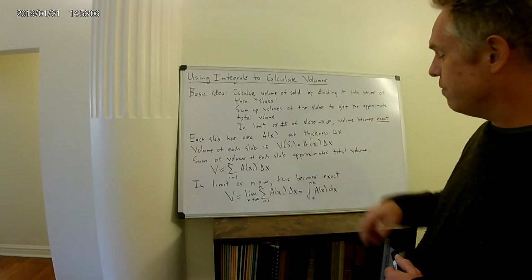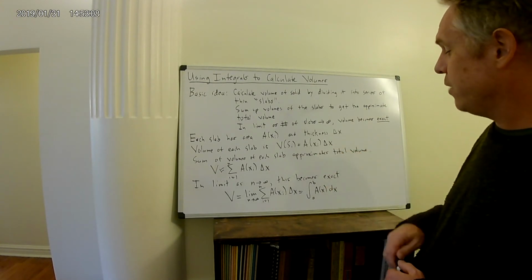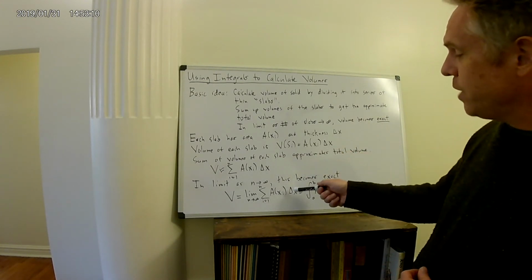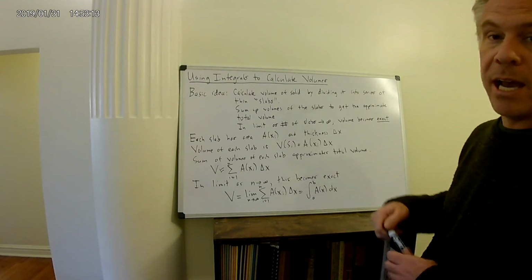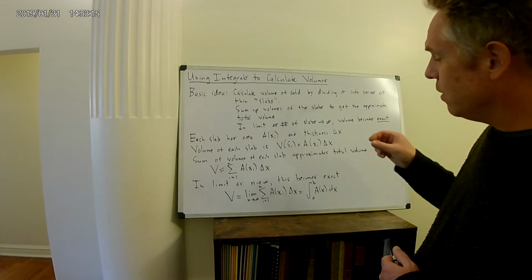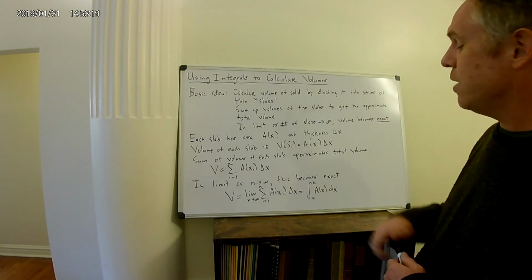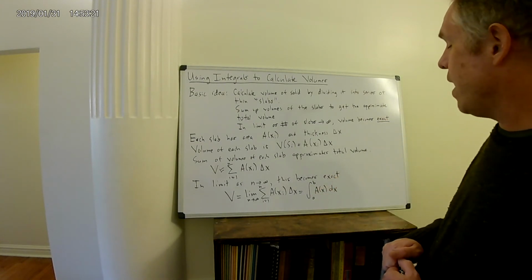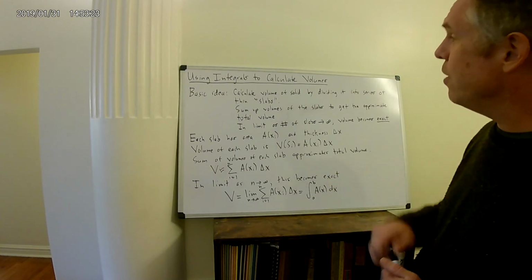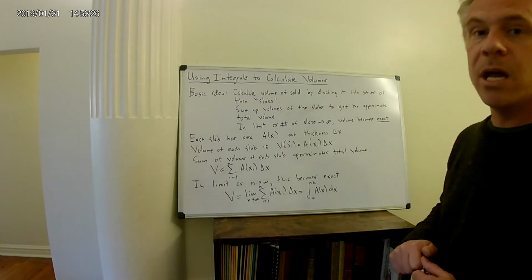So the area is a function of x, where you are along the x-axis. And then here, the delta x has turned into a dx. So dx is our new very thin thickness of each slab. And so now we have a definite integral from a to b of A of x times dx. This is the theory behind calculating the volume of solid objects.